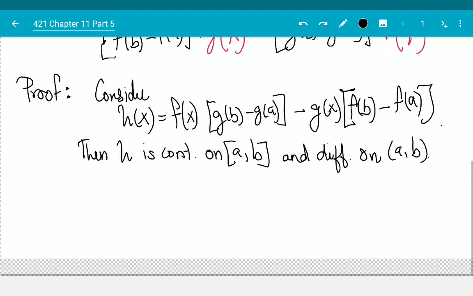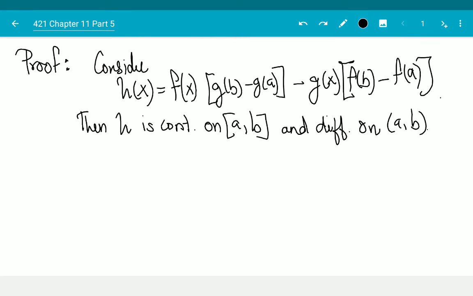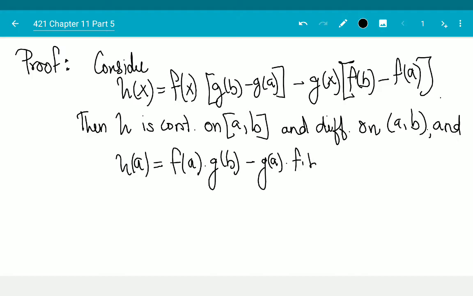Both f and g are differentiable and continuous on the intervals. You are multiplying by g(b) minus g(a), which is a constant, and f(b) minus f(a), which is a constant, right? So this is continuous and differentiable, and h(a) is equal to f(a) times g(b) minus g(a) times f(b), which is equal to h(b). This is easy to check. Plug in a or b, you get this exact same result.